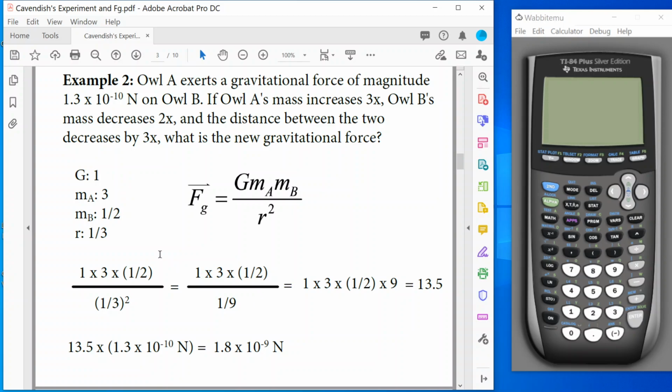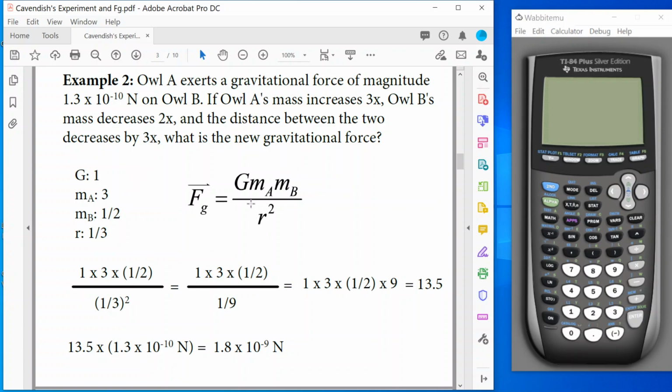So we're approaching it the same way. G didn't change, so we assign it a 1. Mass of owl A increases 3 times. So this is like saying the new mass of owl A is 3 times the old mass of owl A. So that's why this is a 3. Now, owl B's mass decreases 2 times. So that's like saying the new mass of owl B is half of its old mass. So that's why we had to put 1/2 here. And then the new distance between the owls is 1/3 the old distance. That's the same thing as decreasing by 3 times.